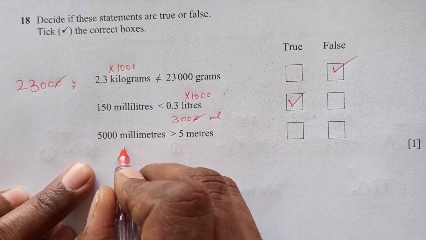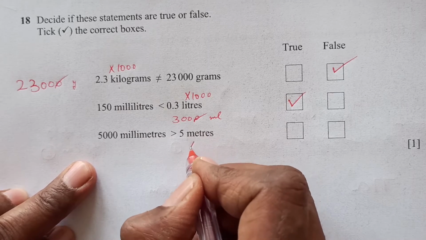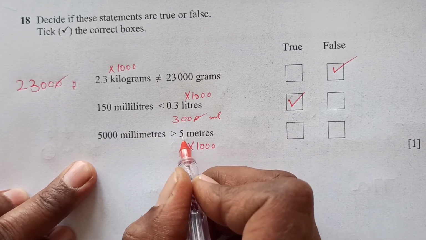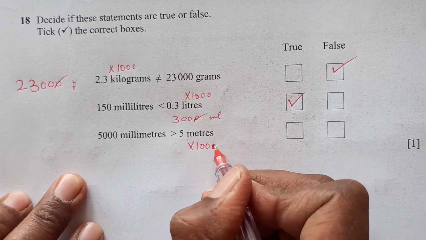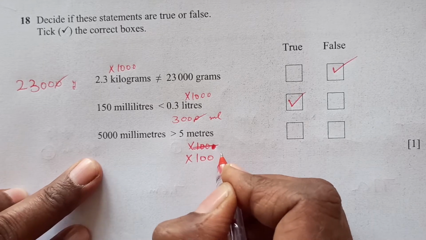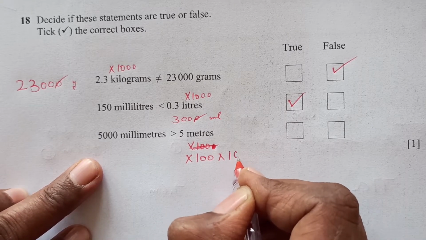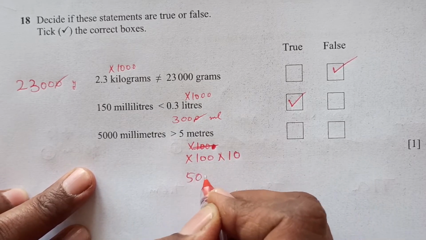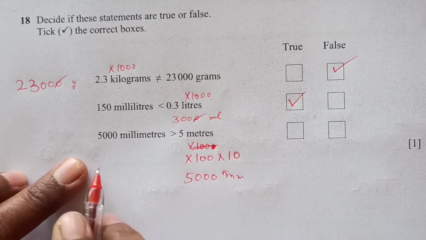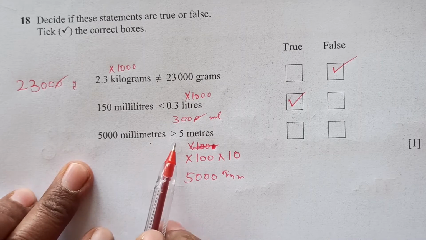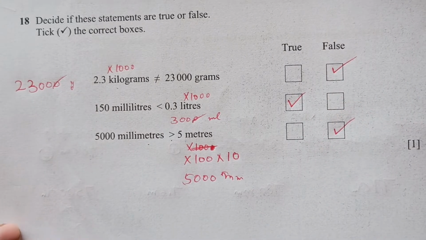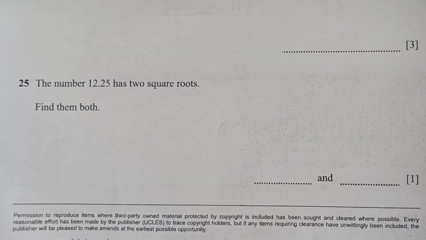Now meters to millimeters. First we are going to make centimeters. I'm sorry, 1 meter is 100 centimeters. So times 100 centimeters, centimeter to millimeters, times 10. So this should be 5000, right? Millimeters. But this is also 5000 millimeters, but he has written greater than, which is not true. So this is false.